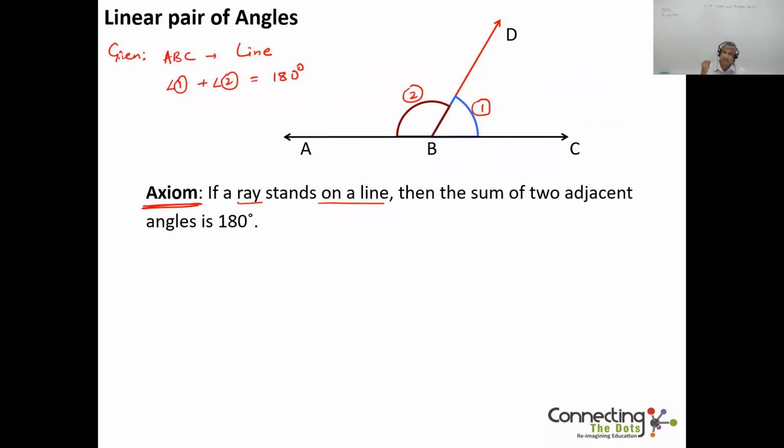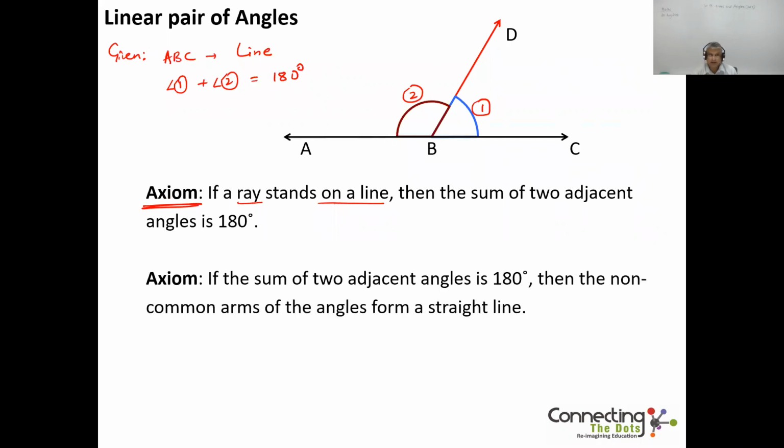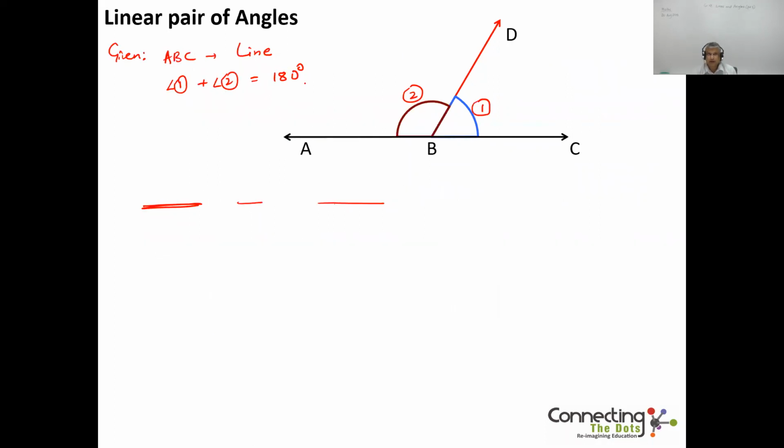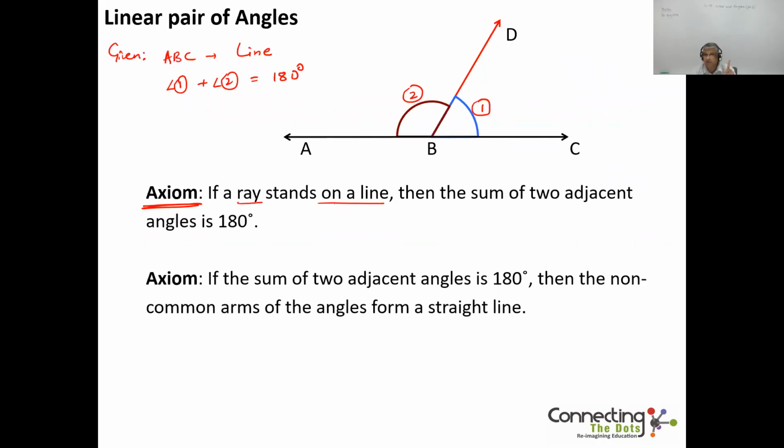For every axiom, there is a reverse also. What is that? If the sum of two adjacent angles is 180 degrees, then the non-common arms of the angles form a straight line. And that is what we saw in the previous slide. See here, if two angles add up to 180 degrees, then ABC becomes a straight line. So both ways it's true. If it is a straight line, then the angles will add up to 180 degrees, because those adjacent angles are called linear pair of angles. All right?